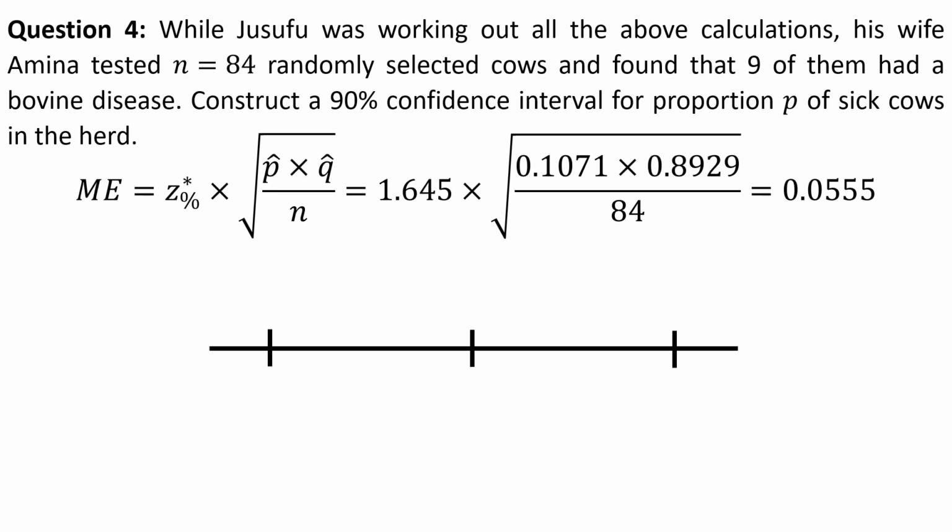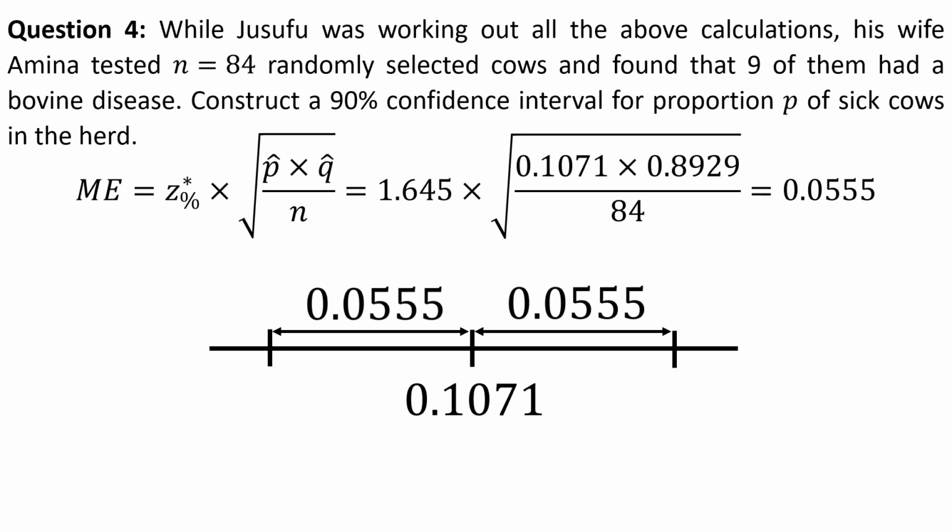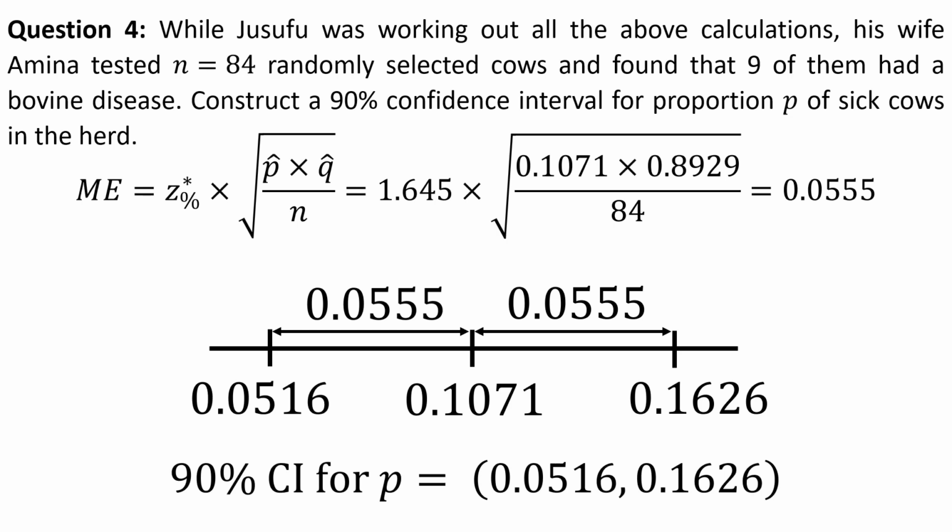And so that gives us an interval centered at 0.1071. That's our best estimate of the proportion of cows that are sick. The margin of error is 0.0555, and so p-hat plus or minus that margin of error gives us our lower and upper bounds of the interval. And so our 90% interval starts at 0.0516 and ends at 0.1626.